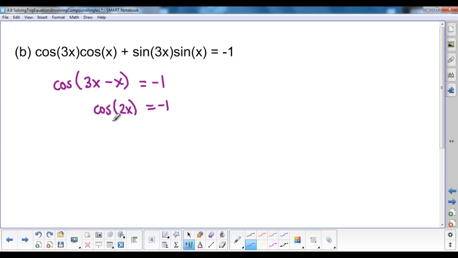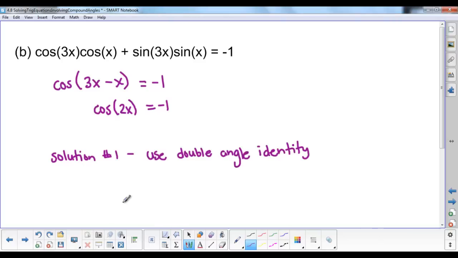Now, what we have here is a double angle. Our goal here is to solve for x. So there are two solutions that I'm going to show you, or two methods here. So solution 1, we can use the double angle identity. Again, you don't want to use the double angle identity where you have both cos and sine in it.